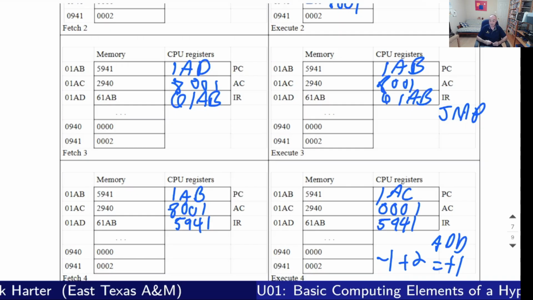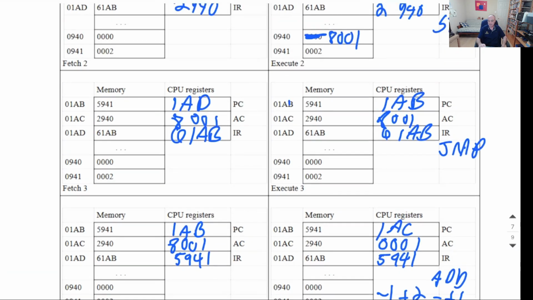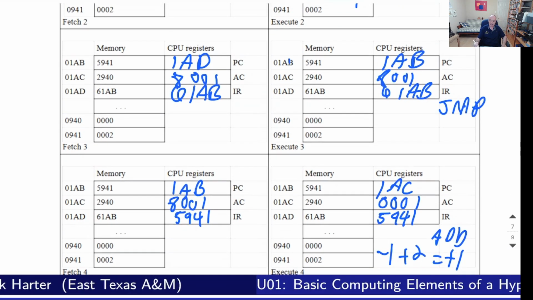So the next time we would fetch the store again, and we would end up storing 1 back over our value at 940 there. And then we would jump back and add 2 to it again, go up to 3. So it would go 1, 3, 5, 7, 9 after that. It kept going.